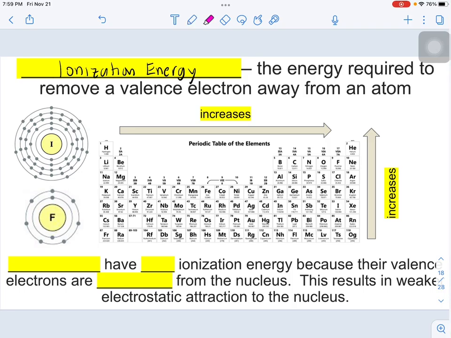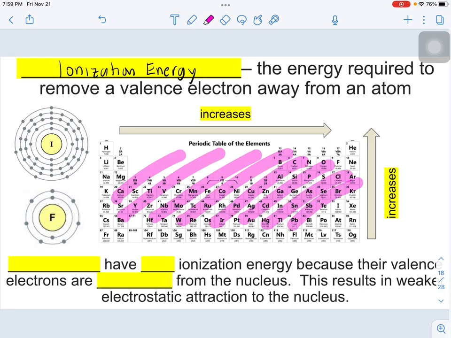Let's go ahead and look at this periodic table right here. And we can see from the arrows that ionization energy increases as we go from left to right. And it also increases in a group from top to bottom. That's what I'm highlighting right now. You don't have to highlight it, but I'm demonstrating it to you.